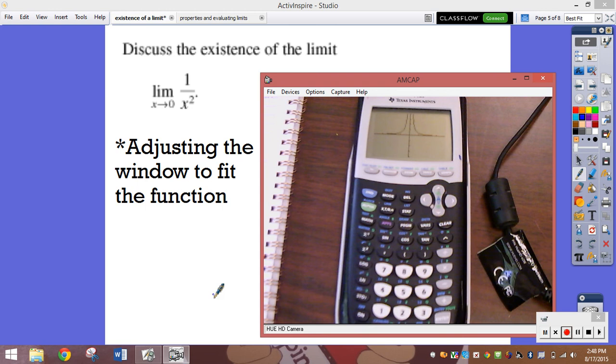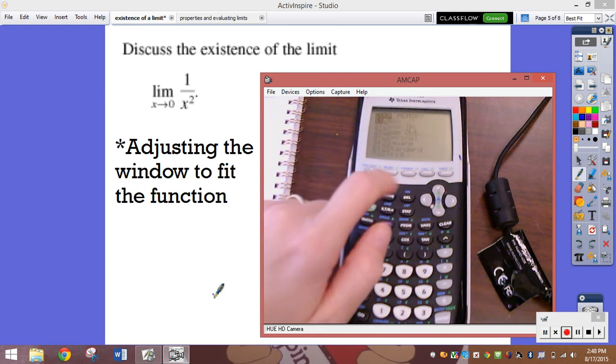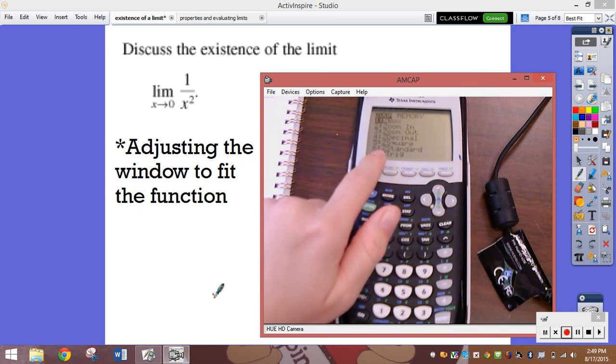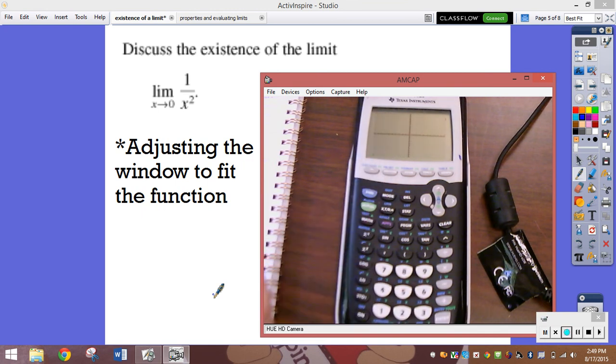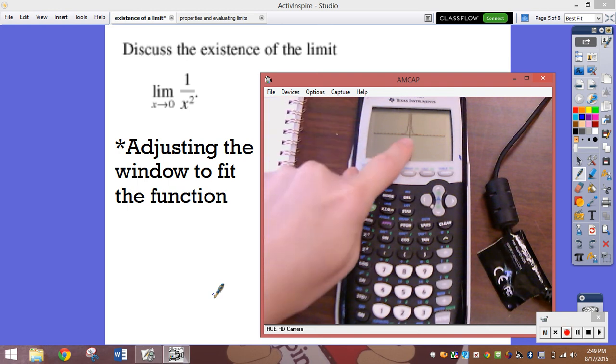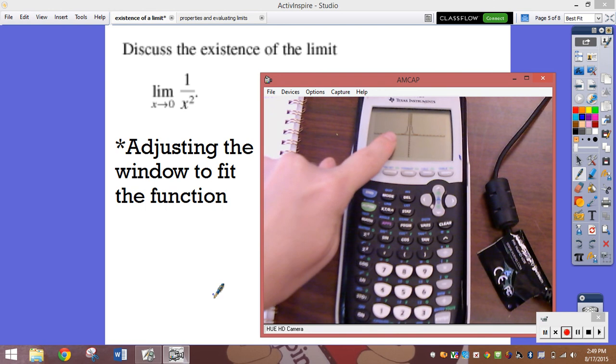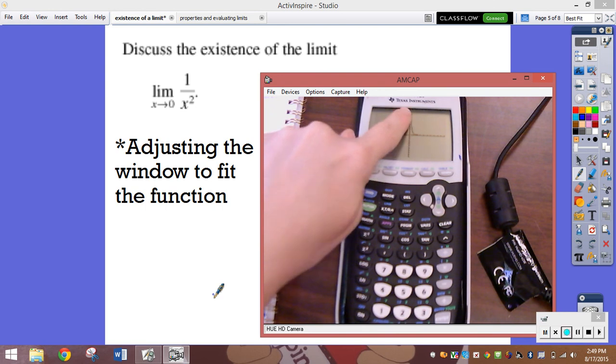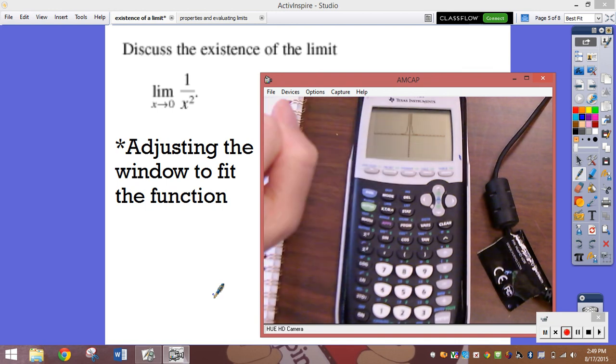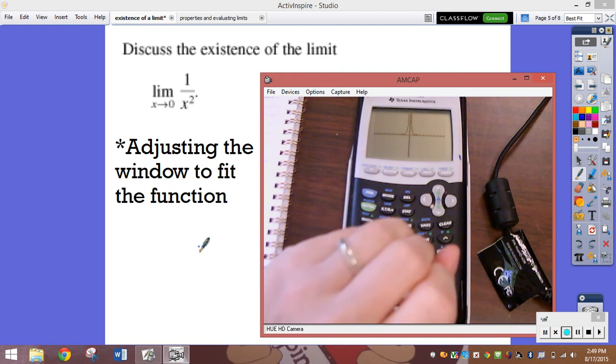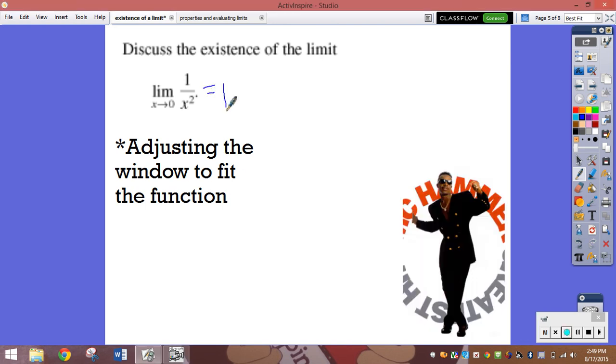And so we want to make sure that we see plenty of the function. So if I go to zoom, I can do the standard zoom, which is just -10 to 10 by pressing 6. And it looks like what's happening as X approaches 0 is it's continuing infinitely upward, so approaching positive infinity from the left and from the right. And so this would be a case where my limit does not exist because of unbounded behavior. So does not exist.